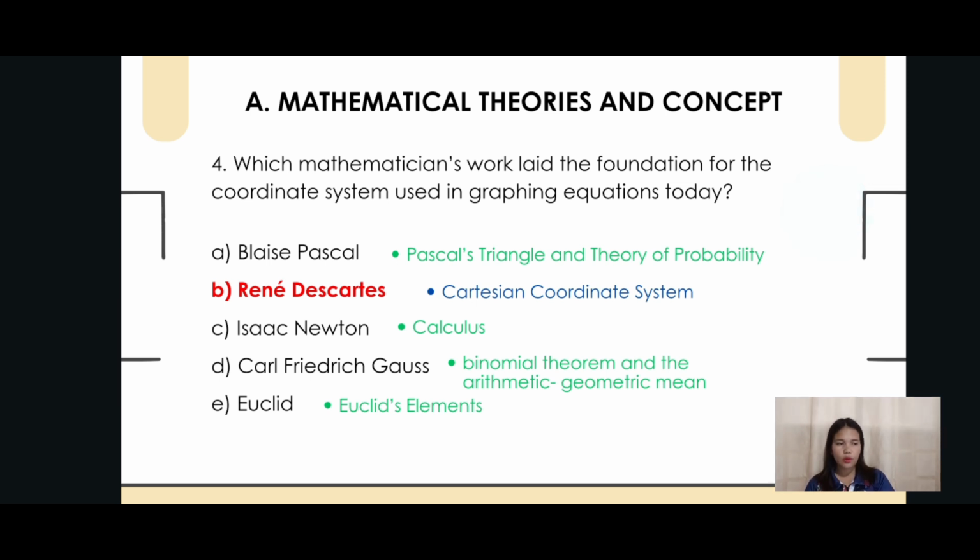René Descartes is the one who invented the Cartesian coordinate system. It bears his name, in 1637. It is sometimes called the rectangular coordinate system because the grid is made of squares. The Cartesian or rectangular coordinate system consists of a horizontal x-axis and a vertical y-axis. That is what we are using nowadays. Blaise Pascal, we already discussed. He invented Pascal's triangle and the theory of probability.